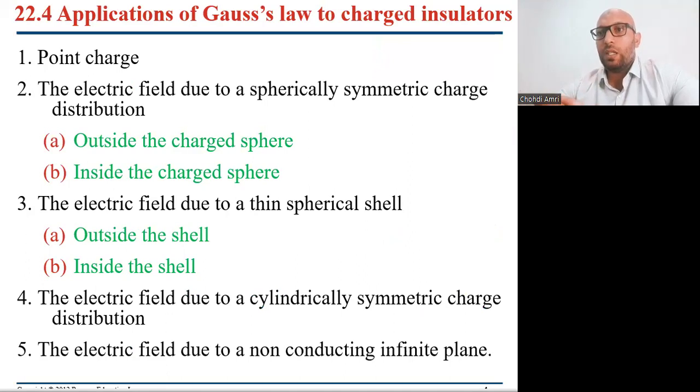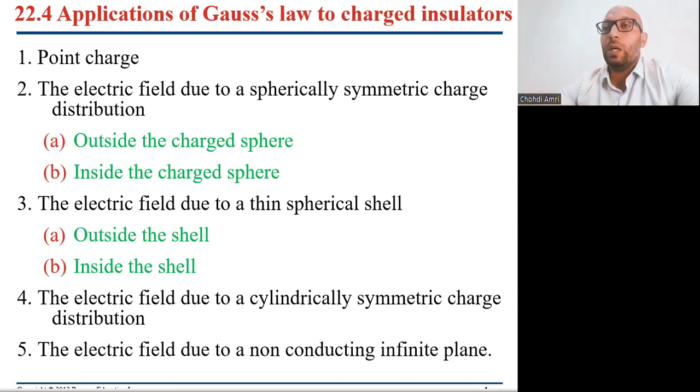Then we will discuss the electric field due to a thin spherical shell. Inside the spherical shell, what is the electric field? And outside the spherical shell, what will be the electric field? Then we will discuss the electric field due to the cylindrically symmetric charge distribution.